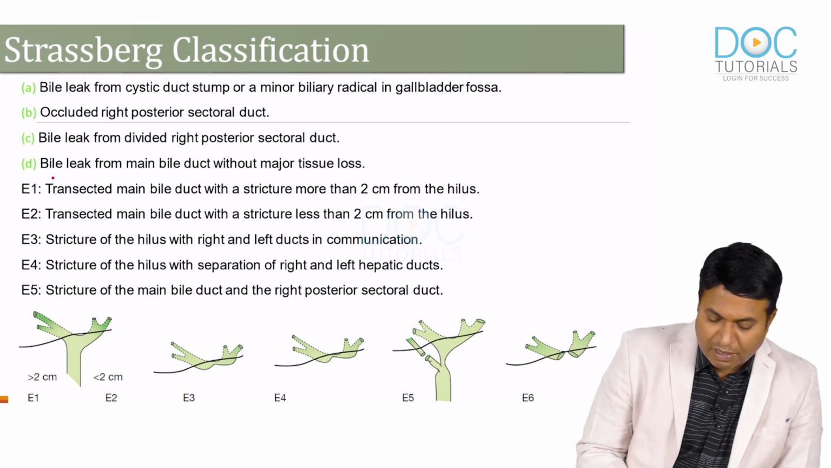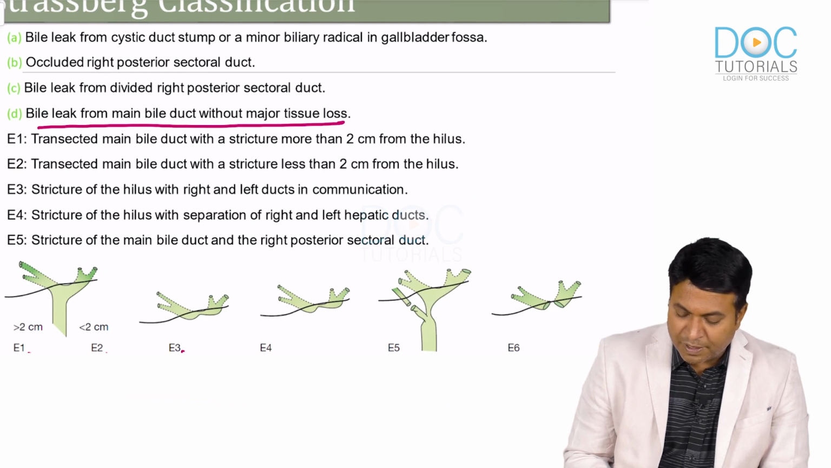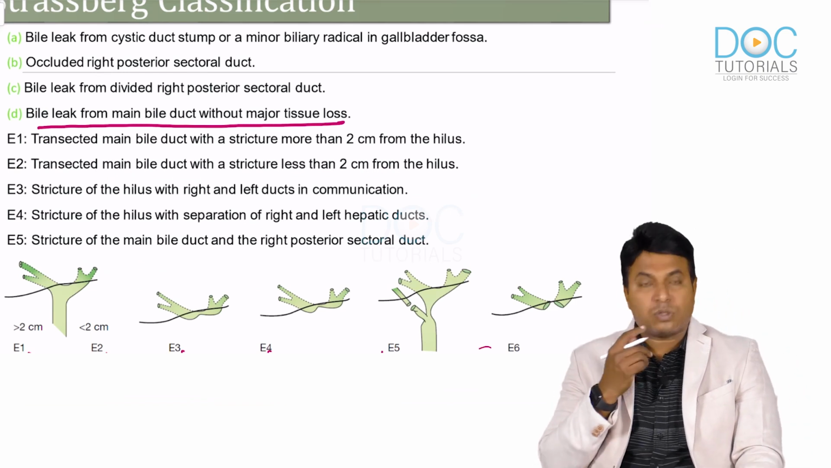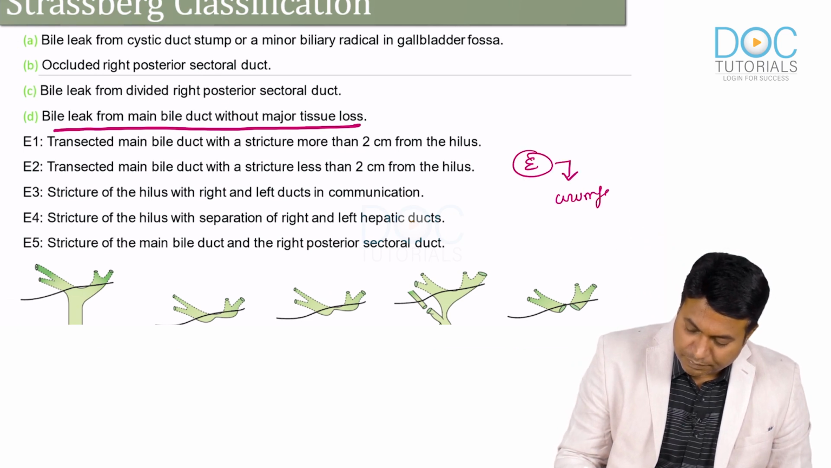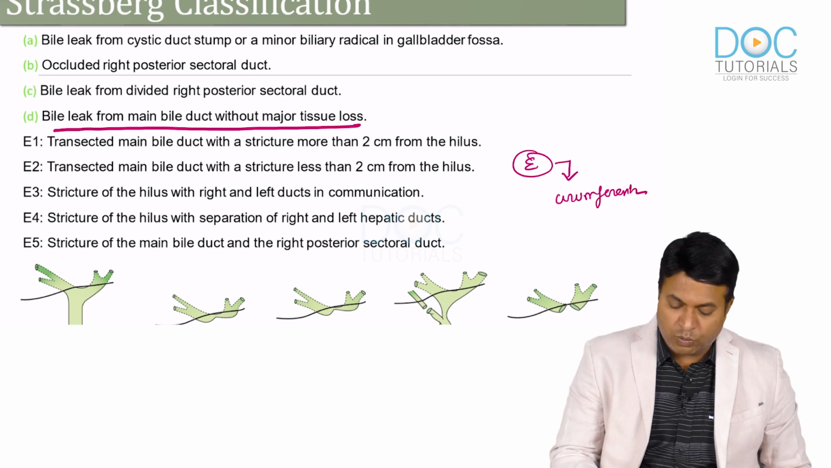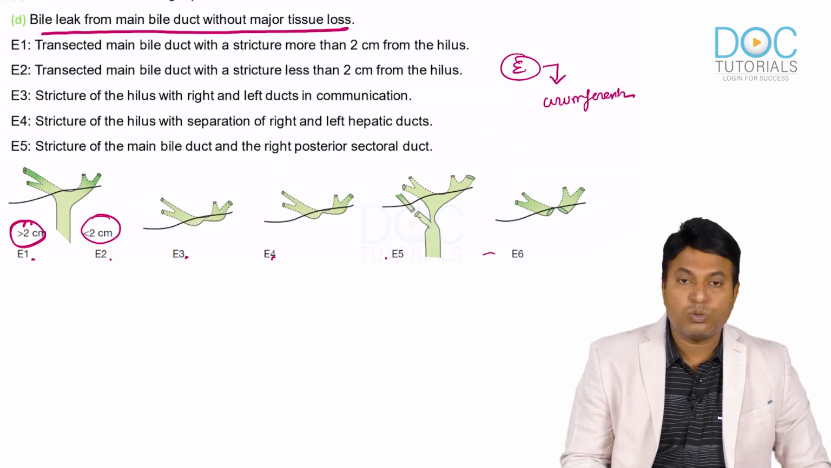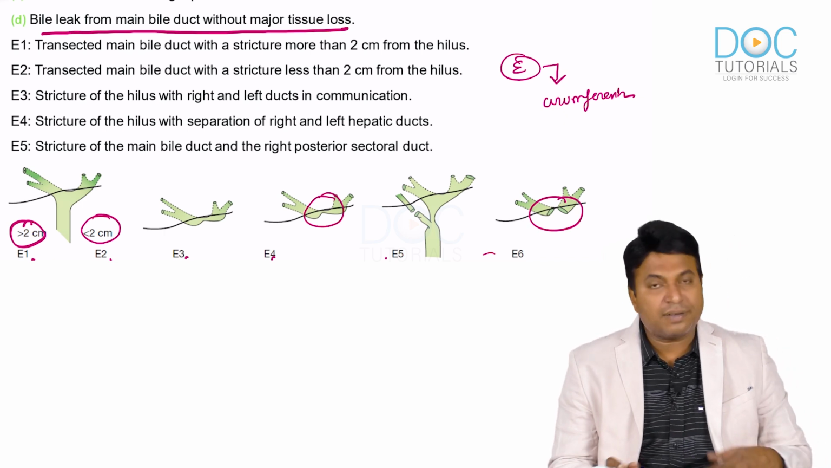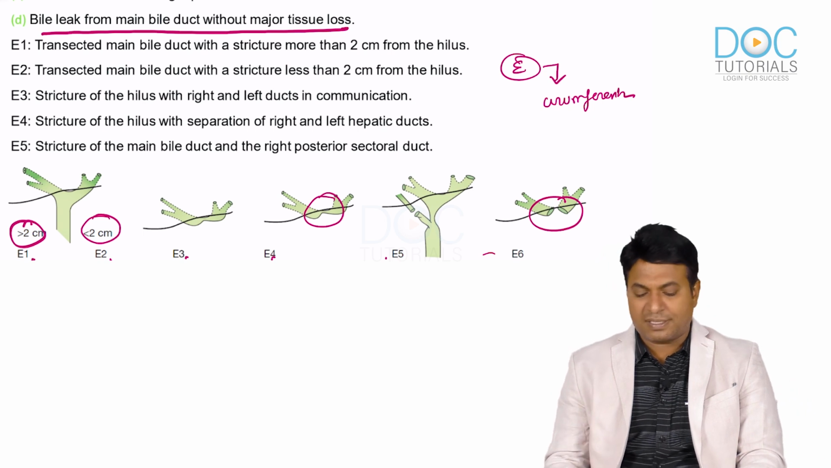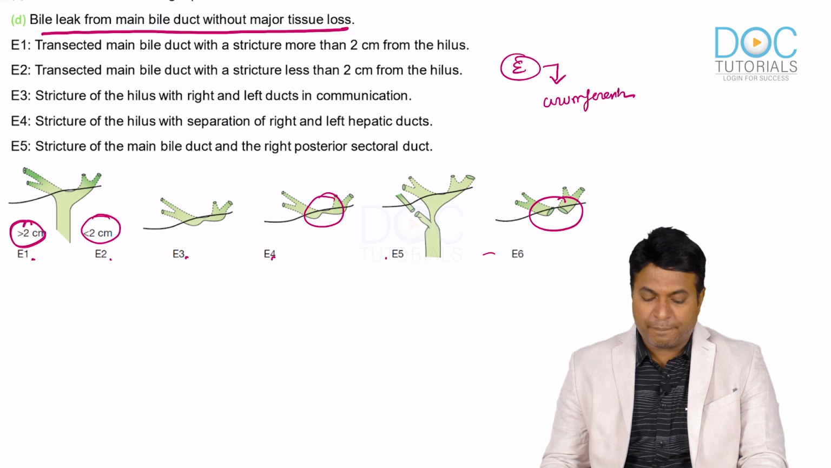So circumferential bile leak from the main duct without major tissue loss. So there are many subtypes from this. I am not going into that. So, Strasberg classification, type E is circumferential injury. It is further divided into many types, with the injury more than 2 centimeter, less than 2 centimeter, at the level of confluence, separated like that. So, there is a classification, but this is not asked in the exam, so I am not going into that. But please don't forget Strasberg A, B, C, D, E.